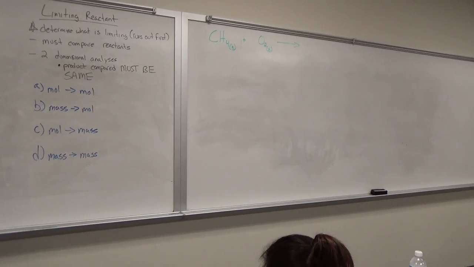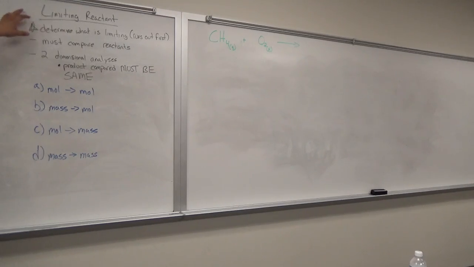So if you do not have excess and you want to know how much is going to be formed, you must determine what is known as the limiting reactant. And the limiting reactant essentially is what runs out first. Which reactant runs out first? And you can again check your text for that specific definition. How do we approach a limiting reactant problem? We must determine what is limiting or what runs out first.